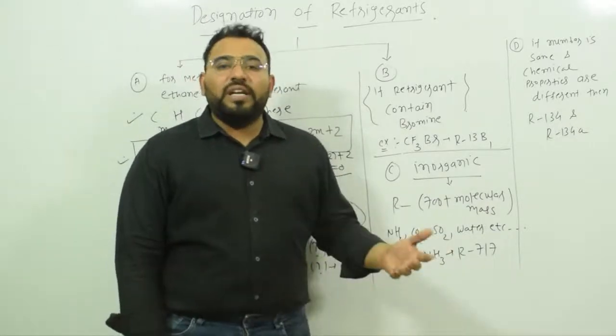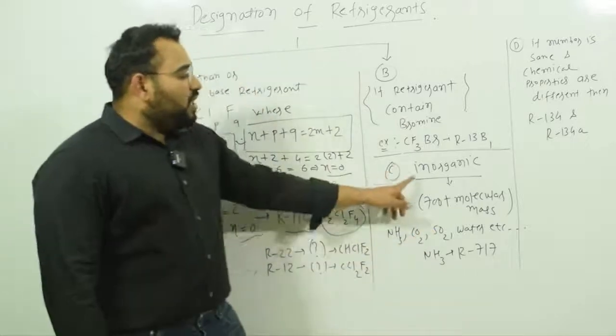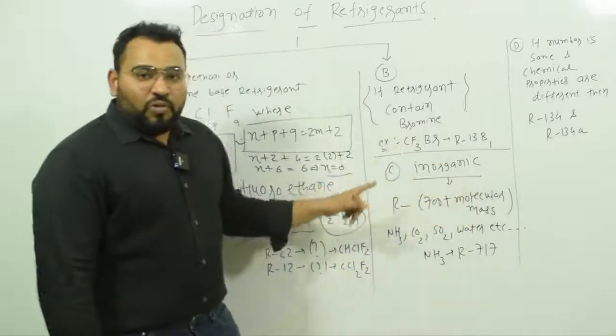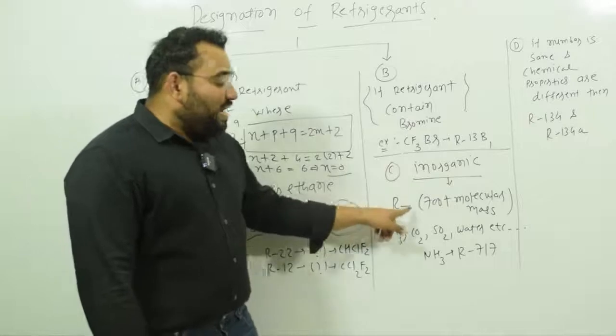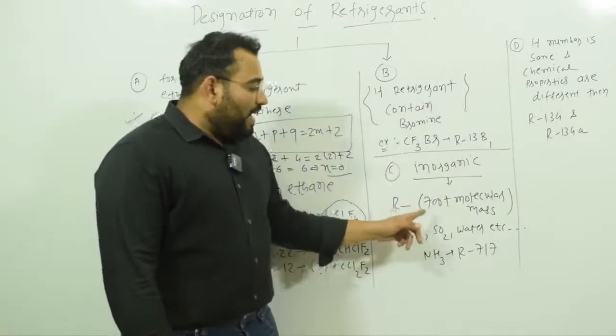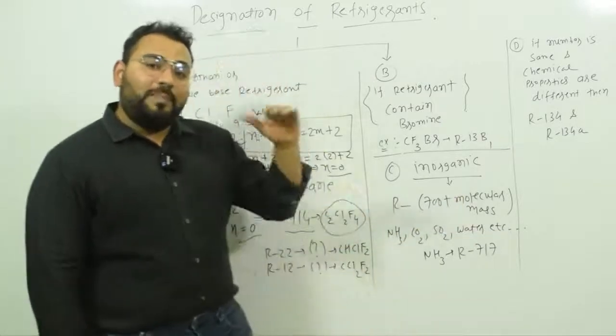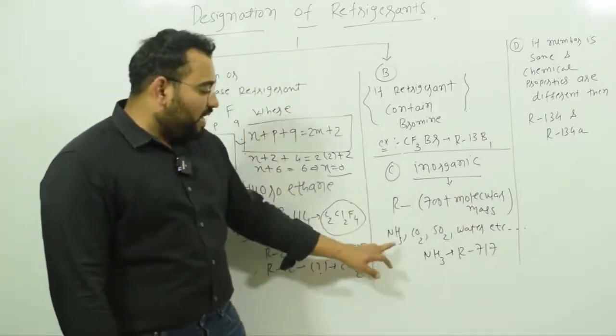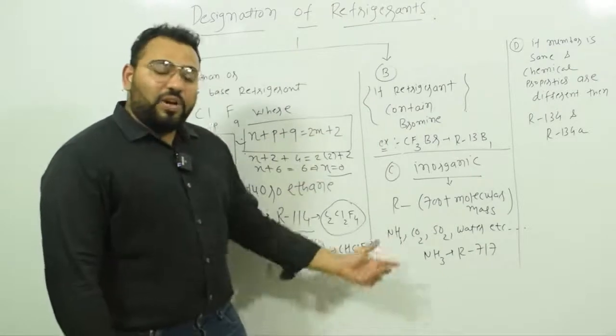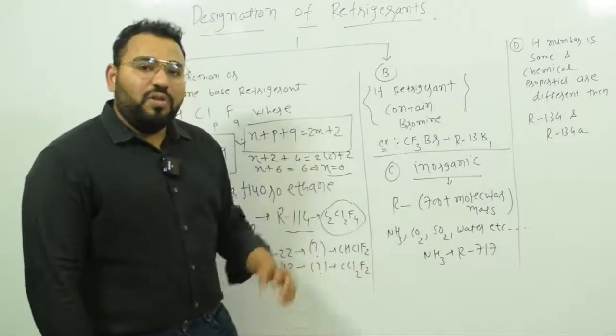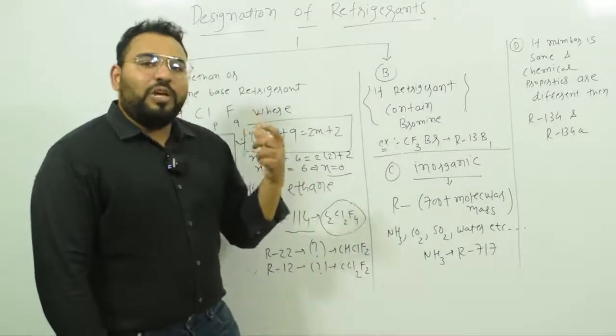how to give the numbering to this refrigerant? So if there is an inorganic refrigerant, then you have to give the numbering something like this. R dash bracket 700 plus molecular mass. That means the molecular mass of that particular inorganic refrigerant. Let us take one example. There is ammonia. So I know that is an inorganic refrigerant. So what do I have to do? The number will be 700 plus the molecular mass of ammonia.